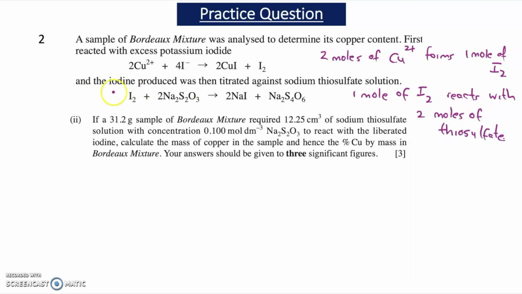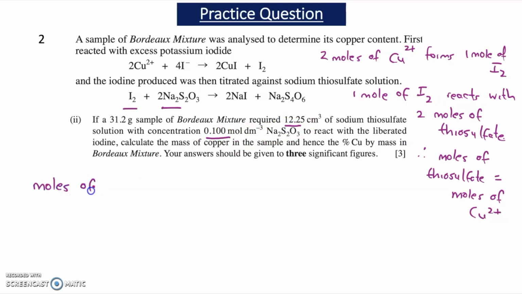So my first step here is to work out the moles of thiosulfate. Just to emphasize, the key point in this calculation is that the moles of copper 2+ is equal to the moles of thiosulfate. So in any of these calculations, you should be looking to work out the moles of thiosulfate from the titration data first.